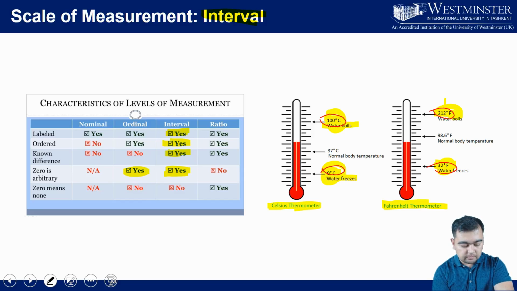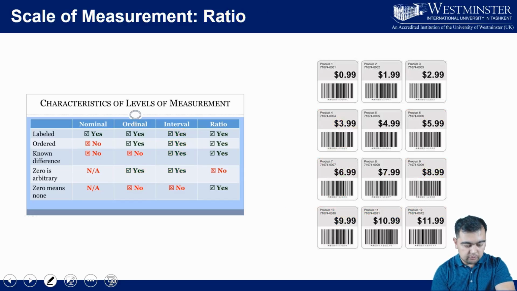Okay? And if we move on to our last scale of measurement, which is the ratio, we definitely know now that it is already labeled. It follows a certain order. We also have the differences, but unfortunately this time we don't have any zero arbitrage. Okay, that means what? If you have $0, then that means it is $0. That means you have no money. And because we have no zero arbitrage, 0 means nothing.